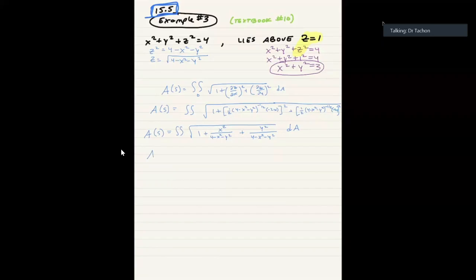Okay, so before we convert to polar, it might be easier to see the polar if we combine these two terms, all right? I'll just do a different color here. So let's combine these two terms right here. All right, so we have 1 plus, keep the denominator, so 4 minus x squared minus y squared. Keep the denominator, combine the numerator, so x squared plus y squared in the numerator. Okay, all right, and so now let's convert to polar.